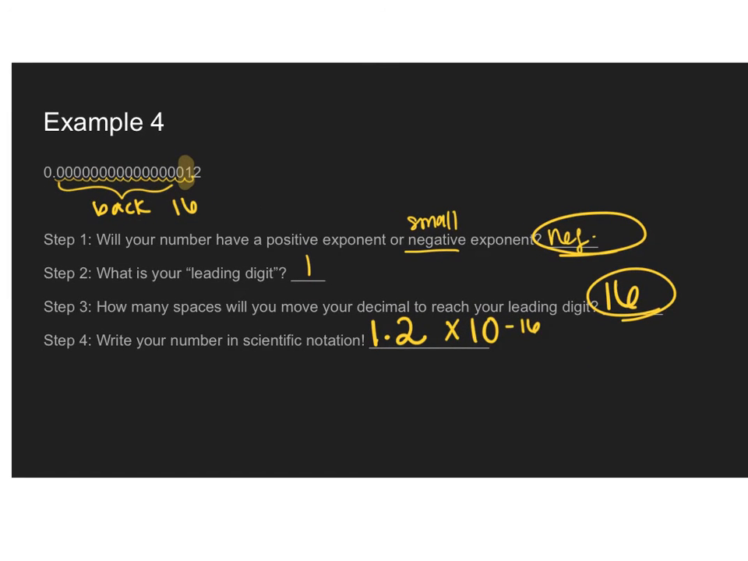All right. Let me know if you have any questions so far. We've done 2 really big numbers, 2 really small numbers. Yeah, should make sense. It's not something that's super complicated. It's just remembering, find your leading digit, and remembering, oh, if I'm moving back, it's going to be negative. If I'm moving forward, it's going to be a positive exponent.